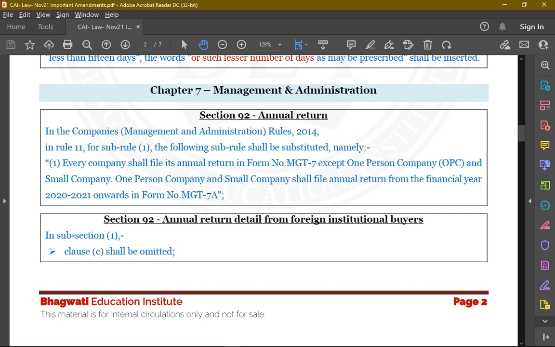Let's understand. First, it says that every company shall file its annual return in form number MGT7. So this is as it is. Even earlier there was form MGT7, now again it is MGT7. But what is the amendment? This is the amendment, except for OPC and small company. Why? Because they have said that for OPC and small company, instead of MGT7, they have introduced a new form, that is MGT7A. Now they will file MGT7A. So comparatively, if you see now, MGT7A contains less information to be provided to ROC than MGT7. All right.